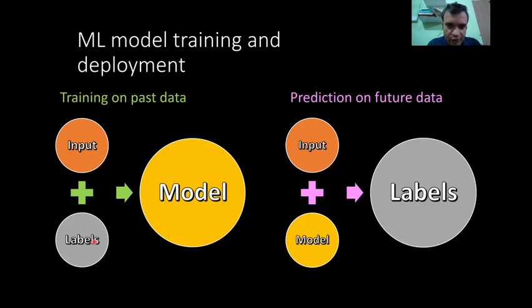So once the model is performing to a certain level of accuracy, what we can do is we can deploy it, and then it will make predictions on future data where we won't need the labels, and that's the whole point. We want the model to give us the label. So we will give the input to the model that was obtained during the training phase, and it will give you the labels.